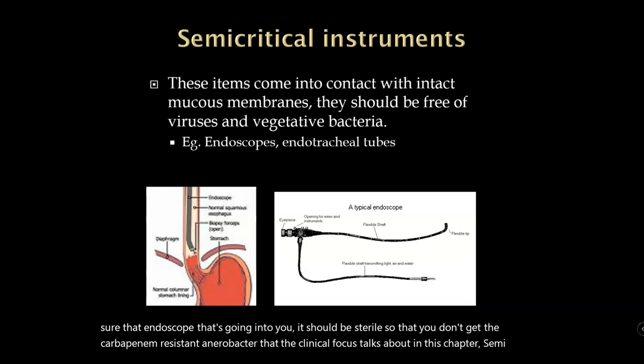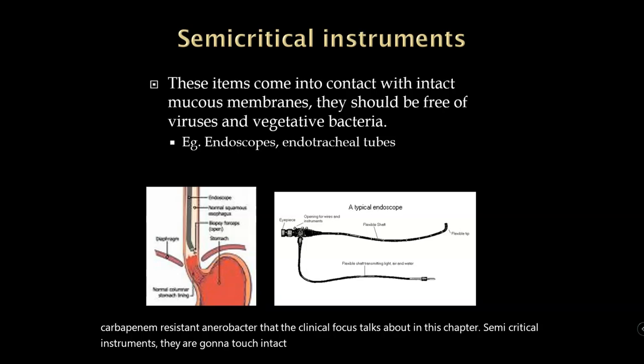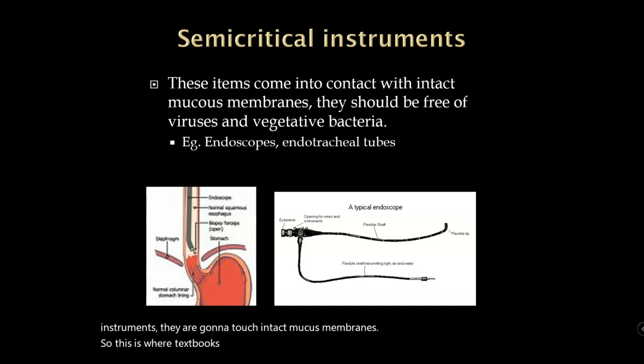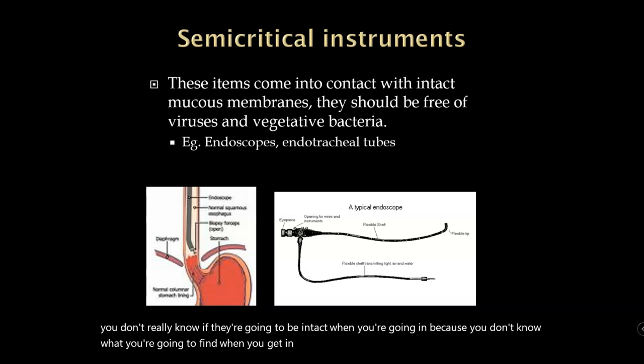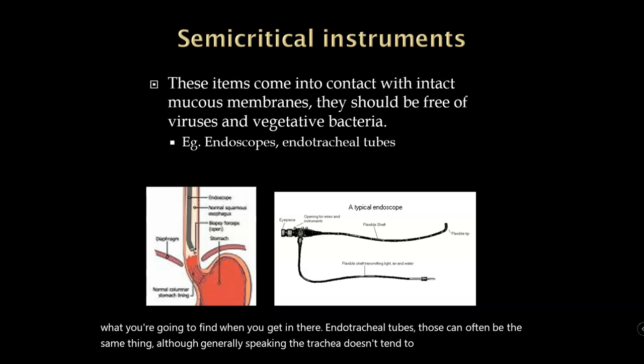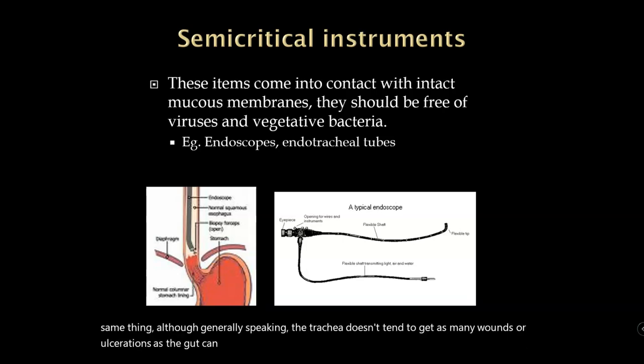Semi-critical instruments are going to touch intact mucous membranes. So this is where textbooks put endoscopes, but based on what I just told you a moment ago, you don't really know if they're going to be intact when you're going in, because you don't know what you're going to find when you get in there. Endotracheal tubes can often be the same thing, although generally speaking, the trachea doesn't tend to get as many wounds or ulcerations as the gut can have, because of the acidity of the stomach and whatnot, and so those are considered semi-critical instruments.